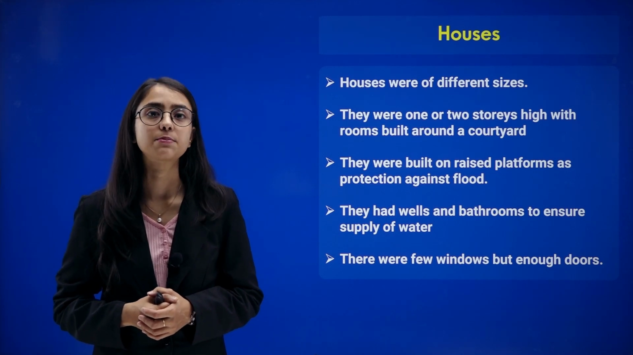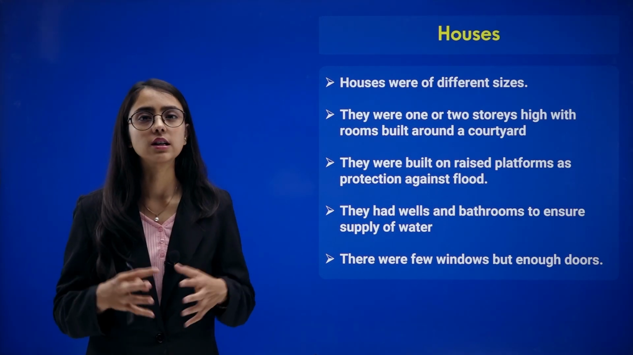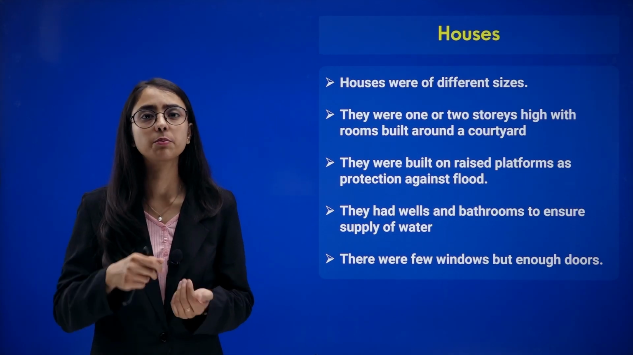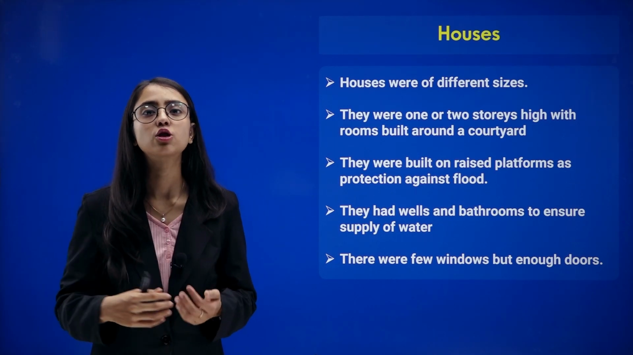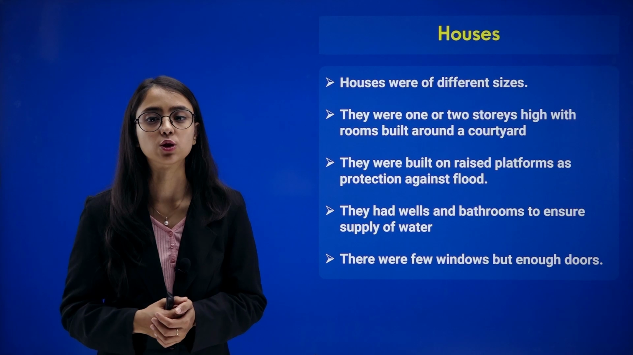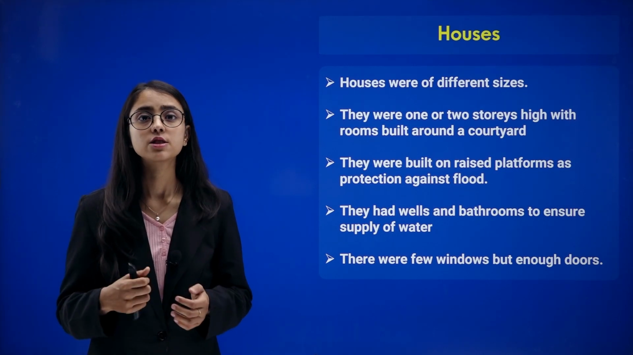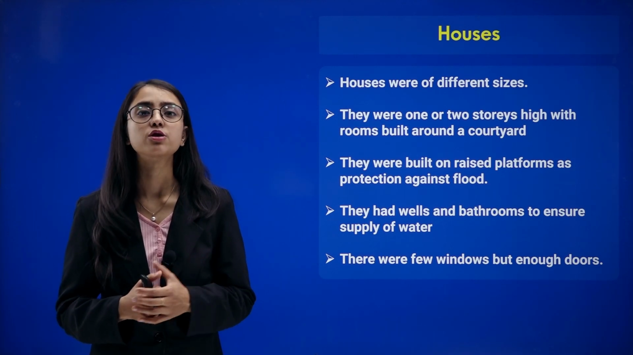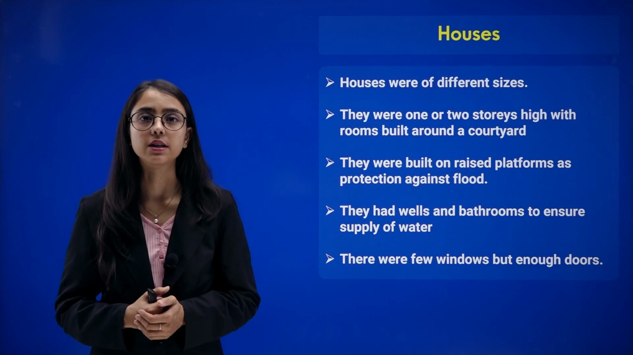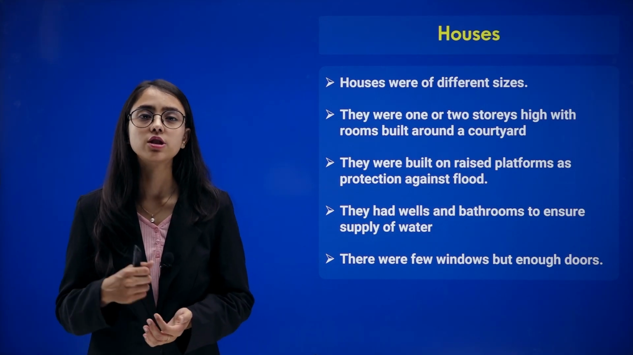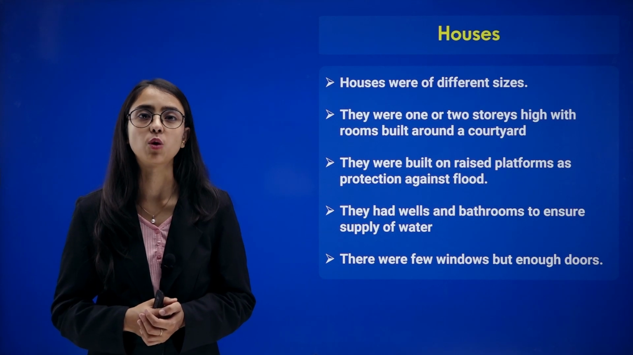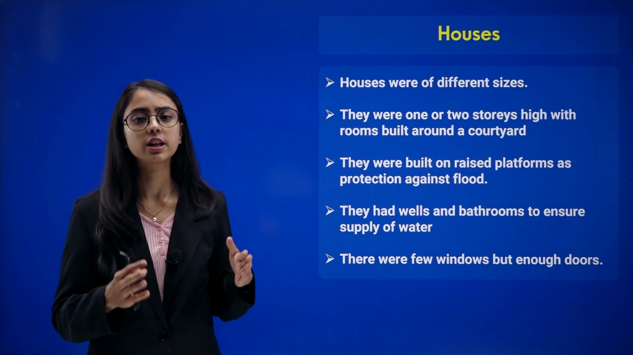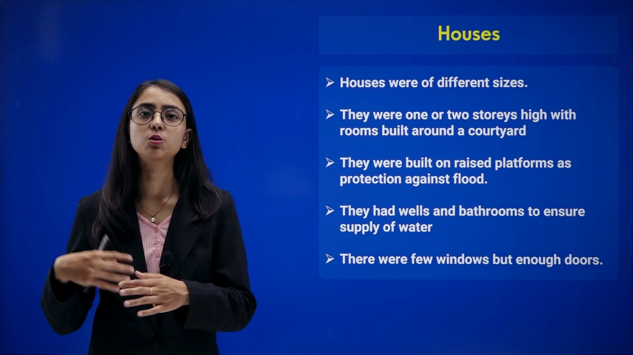They were built on raised platforms as protection against flood. So in the early times, there were no proper drainage systems to protect against flood. So hence these houses were built on a proper platform so that the flood could not take away the house. They had wells and bathrooms to ensure proper supply of water. Since we already discussed in the early chapters that water supply was another key essential which was required by the early humans, wells were built so that the people living in these houses could have a qualitative water supply. There were few windows but enough doors. So in these houses, there were not enough windows but enough doors in order to enter and exit.